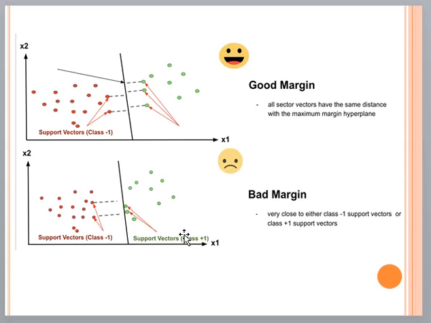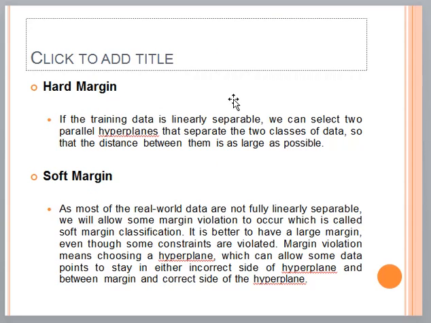So this can be considered as a good margin, and our target is to have a good margin if we want to have a good support vector machine which can classify our input data sets correctly.